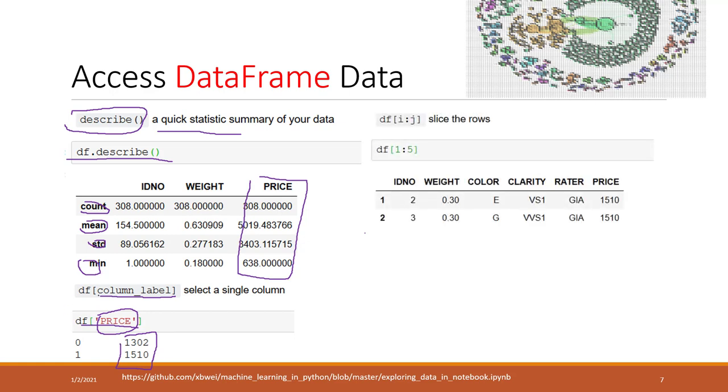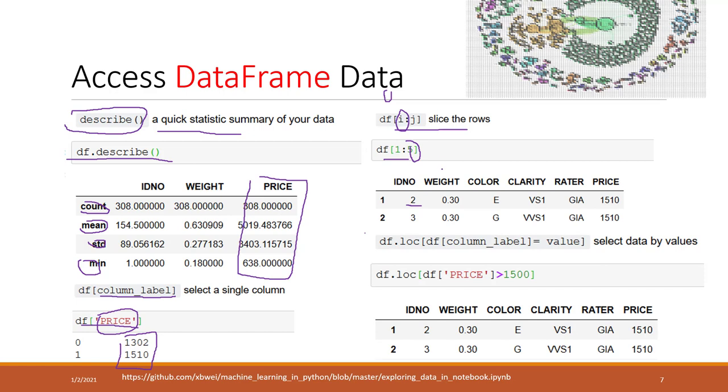You can also treat a data frame like a list, by using a slice. So here, you put the number starting from the second row. Remember, it's always like Python indexing, so 0 is the first one. And you will have the second row until the fifth row.